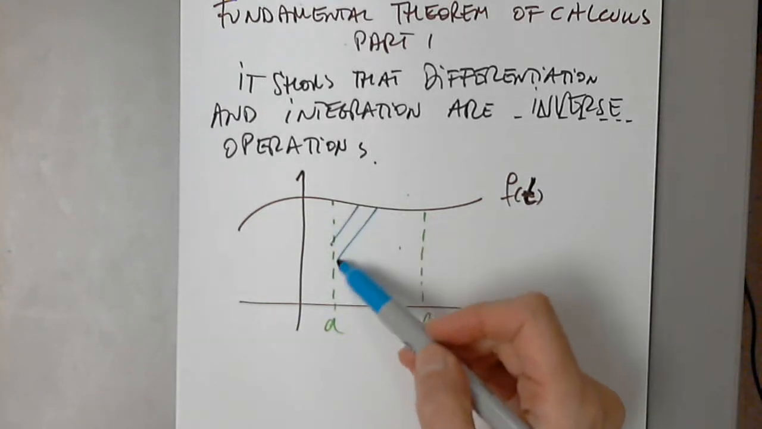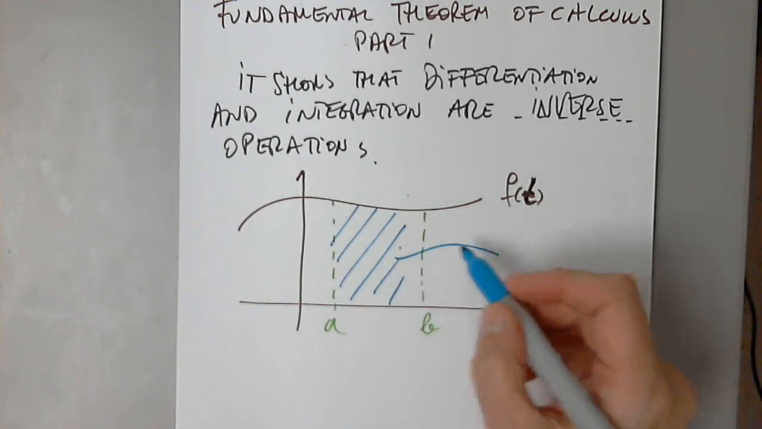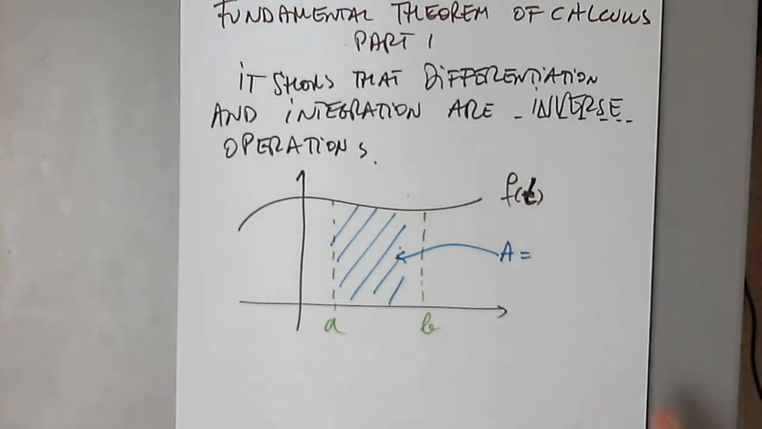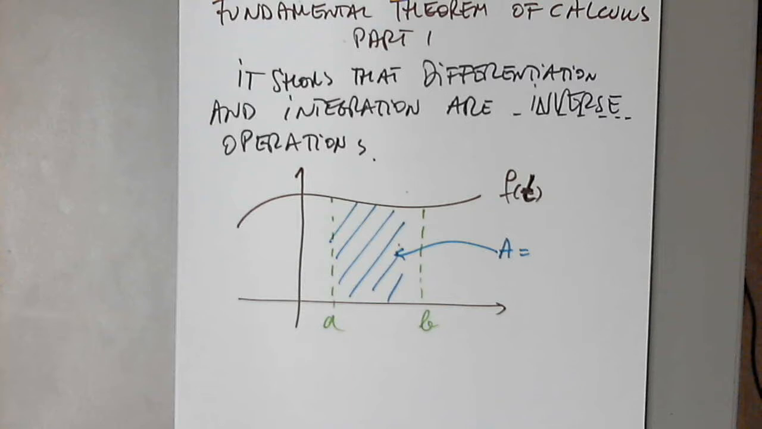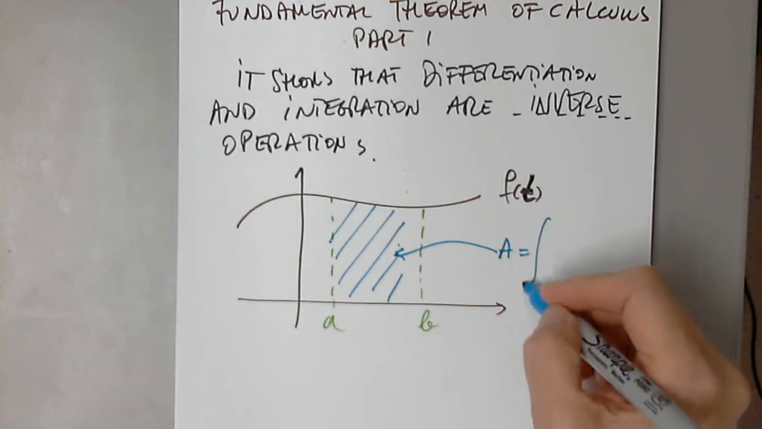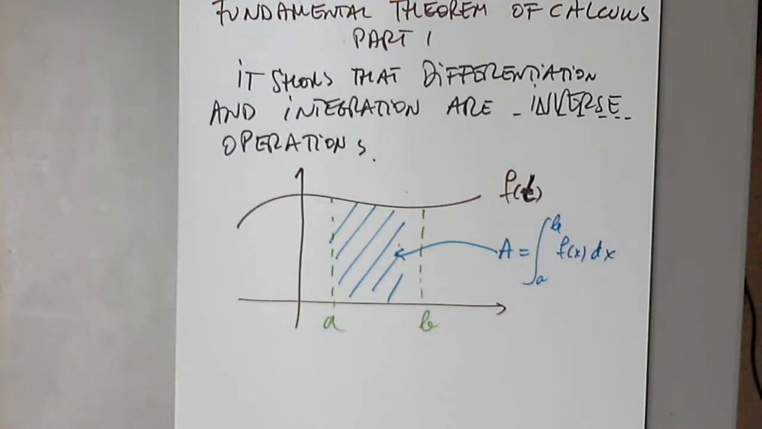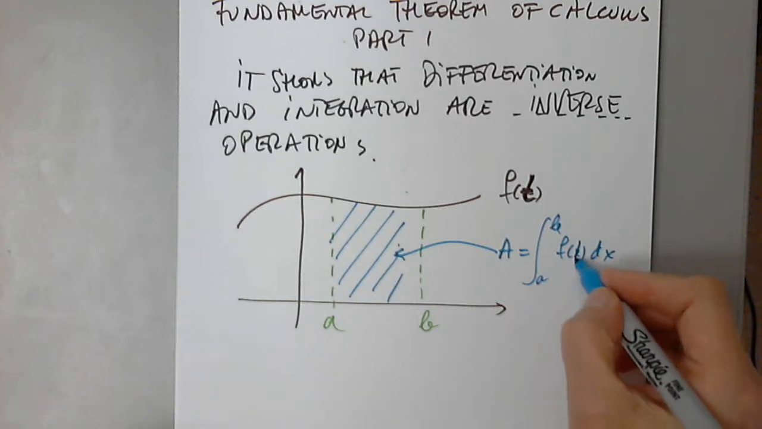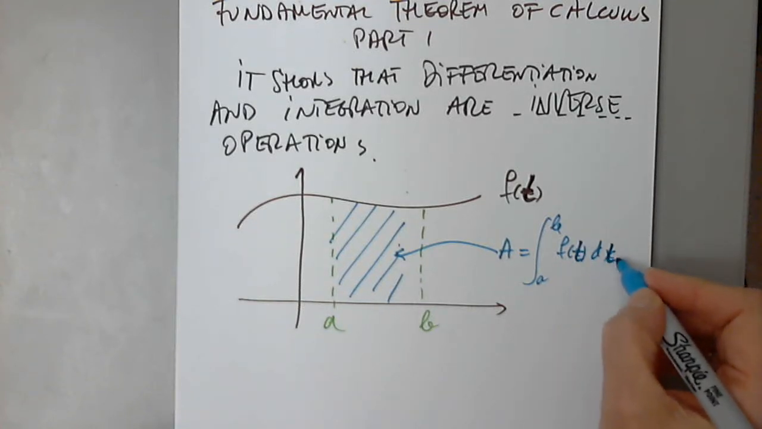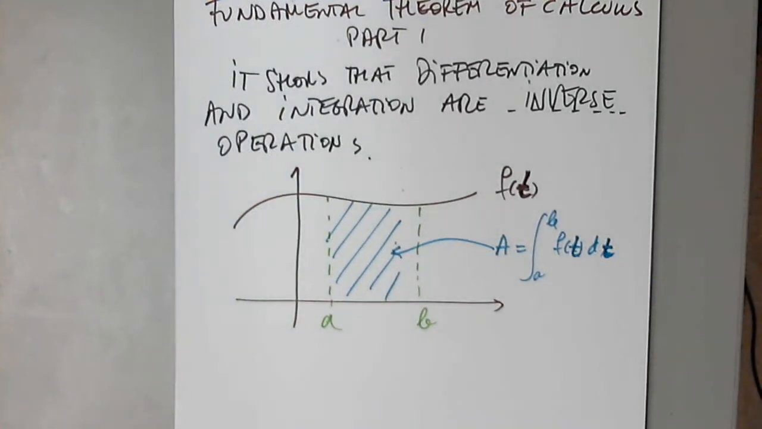So can anyone identify the area for us? How will I determine the area under the graph of f of x between a and b? Integral from a to b. Right. Yeah, f of x dx, from a to b. Okay, very good. So, of course, it's the integral of f of t dt.